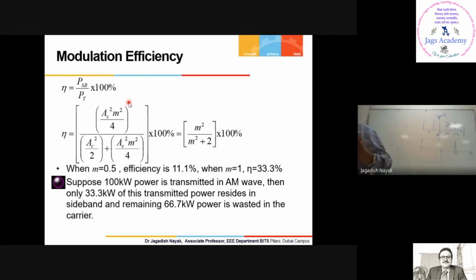One way of generating single sideband suppressed carrier wave is, first you generate DSB-SC, right? How do you generate DSB-SC? I told you simple procedure. This will give you DSB-SC. This is your message signal. This is your carrier signal. This is going to generate DSB-SC.